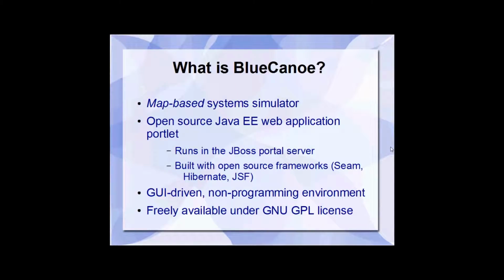What's Bluecanoe? Bluecanoe is a map-based system simulator. In the upcoming slides, we'll be going into detail of what exactly we mean by that. It is a Java web application portlet, which means you deploy it only one time on your JBoss portal server and people can access it from their web browser. This is a very efficient deployment model because you do not have to install anything on the client machines.